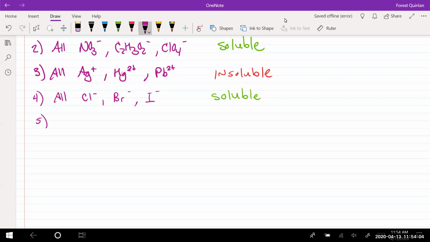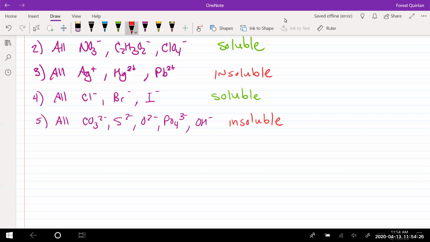Okay, number 5. All carbonates, sulfides, oxides, phosphates, and hydroxides. These guys are insoluble. So if you look at a compound and you see one of these guys, be very careful. Most of them do not like to dissolve in water. And I'll clarify that 'most' in just a moment.